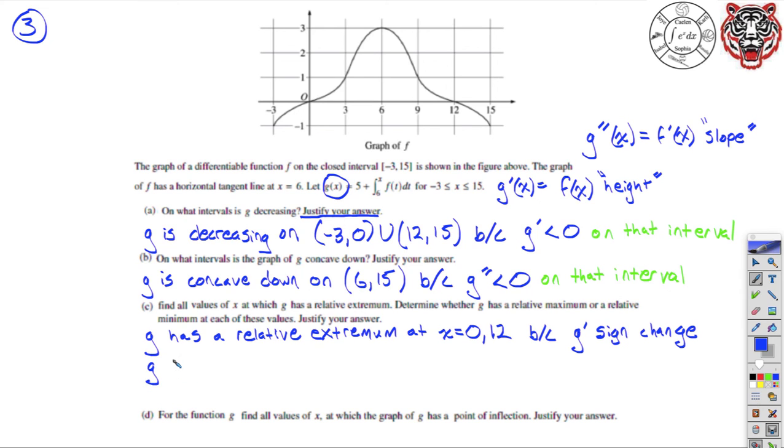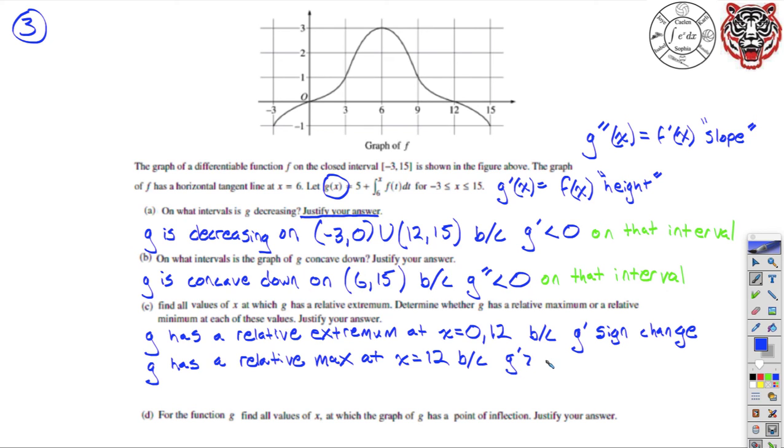G has a relative max. We don't have to say maximum, just say max, at x equals where? Was it 12? It is 12. Why? Because G prime goes from a positive to a negative. So from positive to negative.